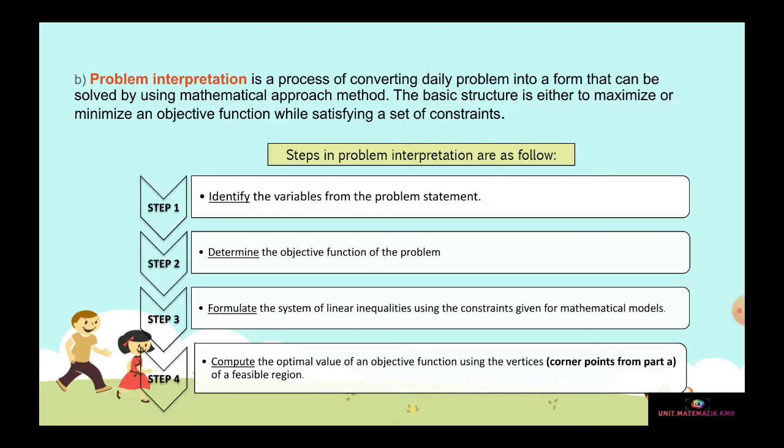The first step is we need to identify the variables from the problem statement. Step 2, we determine the objective function of the problem. Step 3, we formulate the system of linear inequalities using the constraints given for mathematical models. And the last step, we compute the optimal value of an objective function using the vertices, the corner points, of a feasible region from part A, which is the previous lecture.